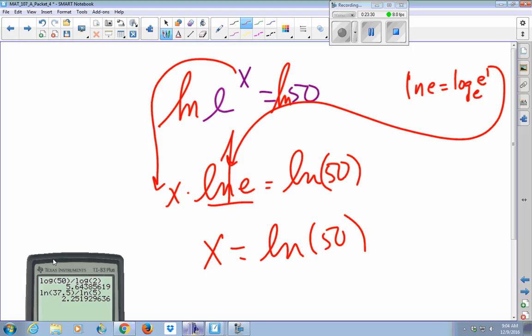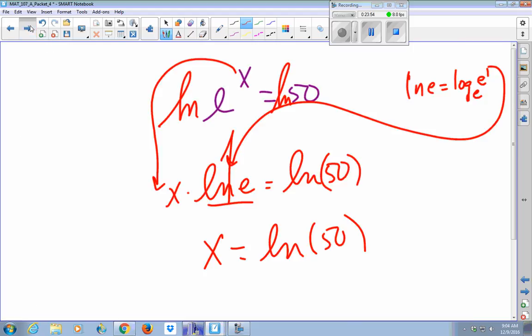So if it had a base e, I definitely would use the natural log. I would take the natural log of both sides, right? Because everything falls away since the natural log of e is the number 1. So it's a very quick solution that way. You don't even have to use your calculator there. Okay. Other questions?